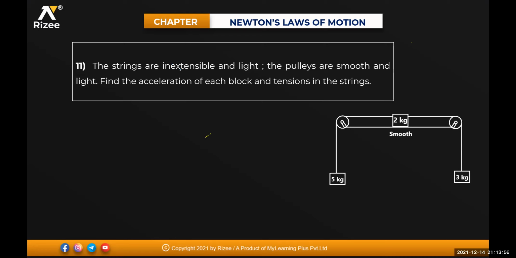Sure. Next one. The strings are inextensible and light. The pulleys are smooth and light. Find the acceleration of each block and tension in the strings. Can anyone try to do this question?